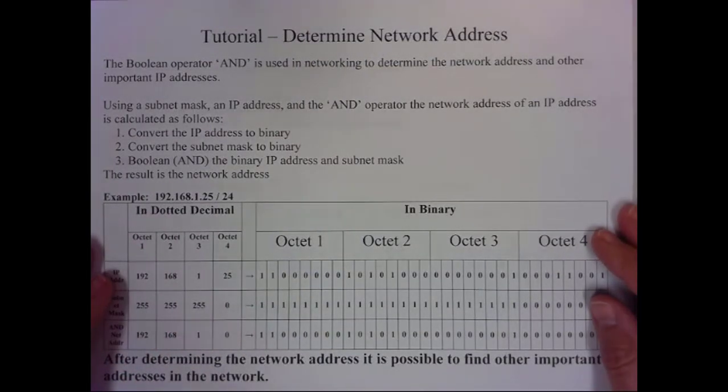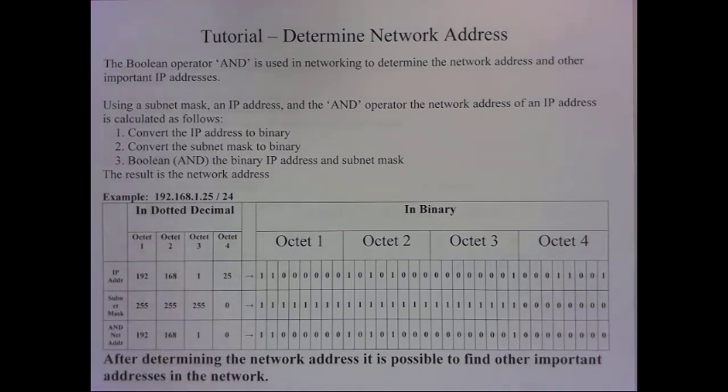So the first thing that we're going to be doing is converting a given decimal IP address into its binary. We're also going to convert its subnet mask to binary. And we will be doing a Boolean calculation of those two values in order to determine the network address. If you have questions about how to convert decimal to binary, binary to decimal, or Boolean, see one of my earlier tutorials.